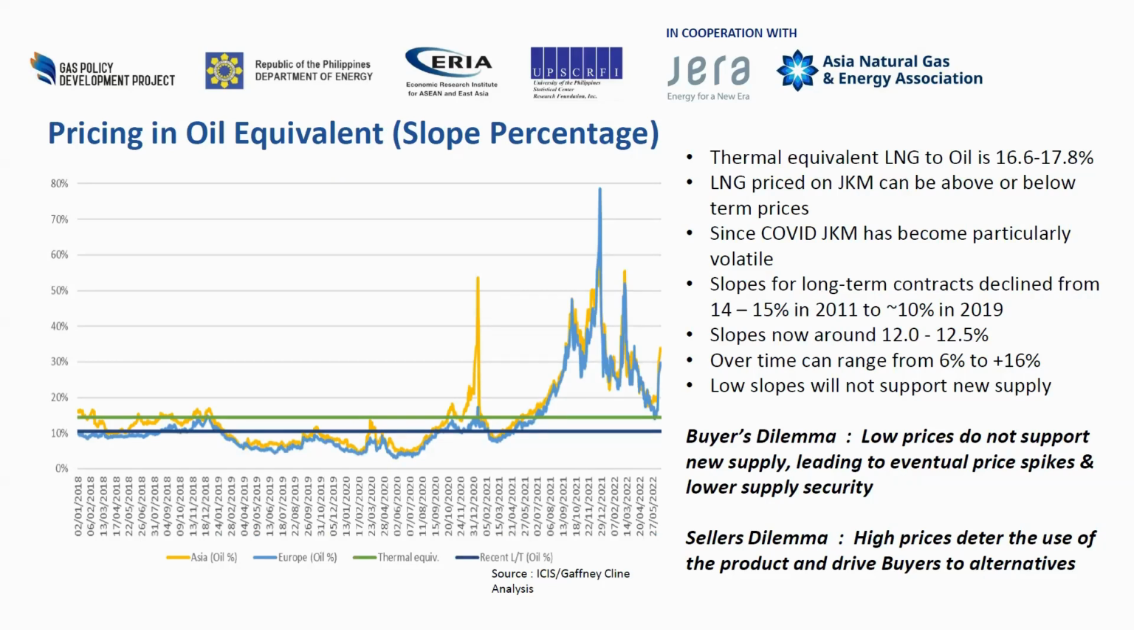This is actually not the easiest chart in the world to interpret, but what it's trying to show is that these flat lines are the sort of slopes that long-term contracts would be at. And the jagged line is the spot price. So again, you could see that when the spot price spiked over here during the Ukraine situation, LNG became much more expensive on a thermal basis, if you like, than liquid fuels, diesel or fuel oil.